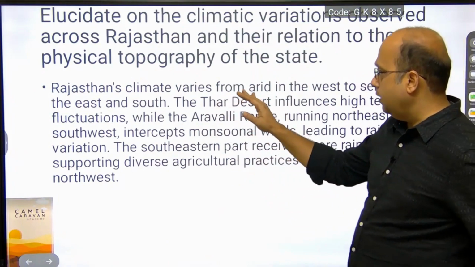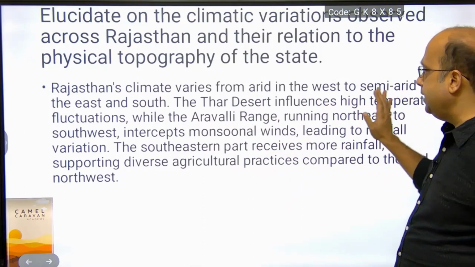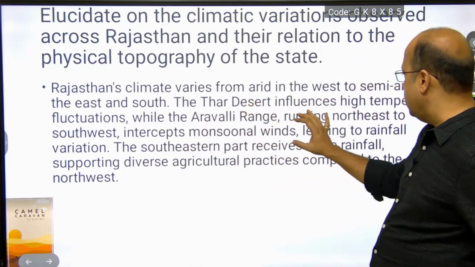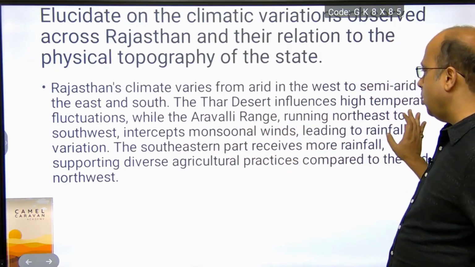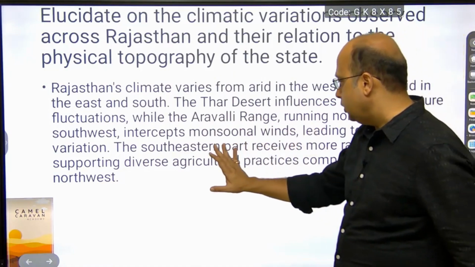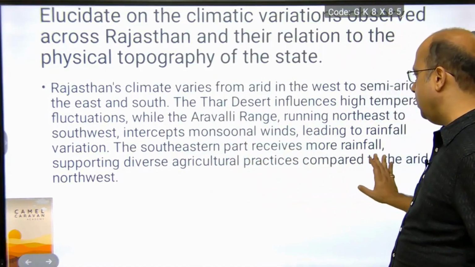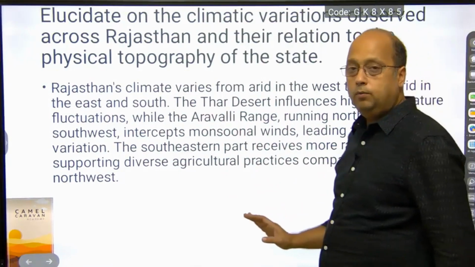Rajasthan's climate varies from the arid in the west to semi-arid in the east and south. The Thar Desert influences the high temperature fluctuations, while the Aravalli range running from the northeast to southwest intercepts monsoon winds, leading to the rainfall variation. The southwestern part receives more rainfall, supporting diverse agriculture practices compared to the arid northwest.